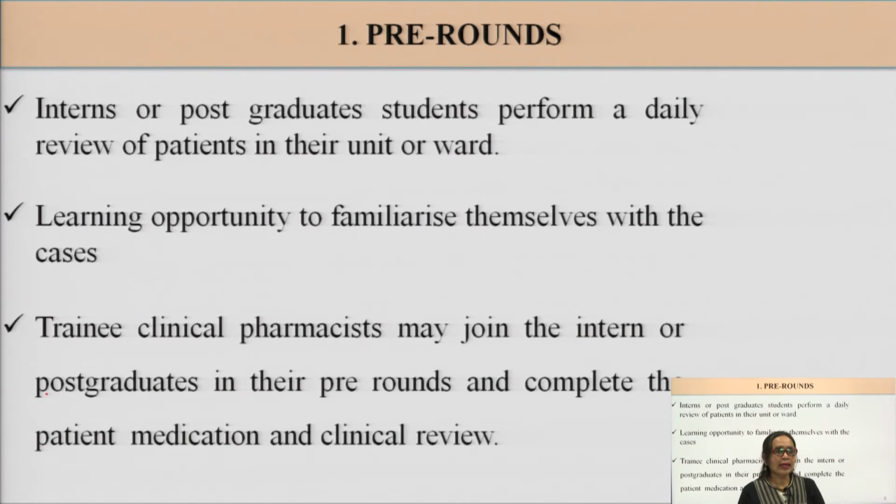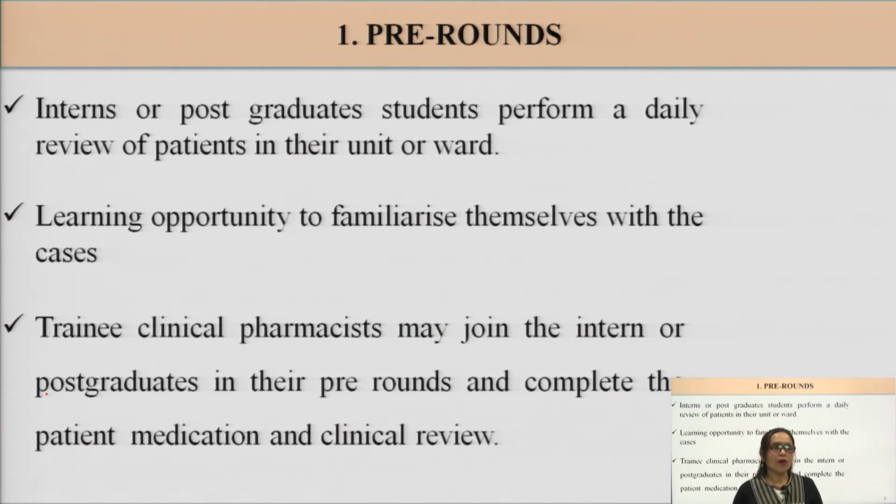Then there are learning opportunities to familiarize themselves with the cases, because they have to know the types of cases; they are the future doctors. So, they will learn from the ward round, they will get the opportunity to become familiar with the types of cases, right. They will get a variety of cases by these ward rounds, right.